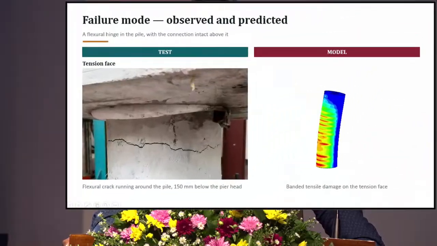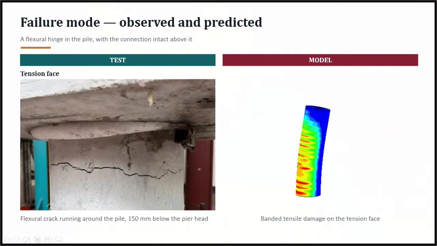So another main thing that I need to highlight here is the failure mechanisms. Even though we did not ask the model to predict the failure mechanism and where the failure would occur, we got a good accurate prediction in the pile itself. You can see in the experimental results, we got tensile crack in one face, and on the opposite face, it was compression cracks, compression crushing the concrete.